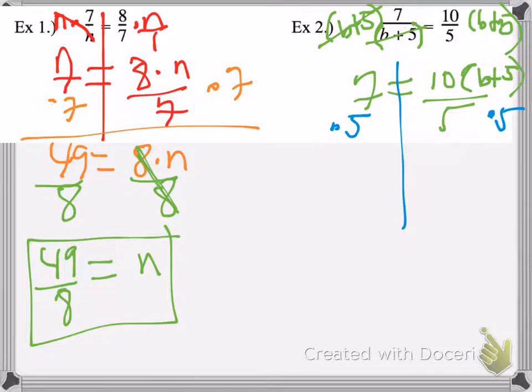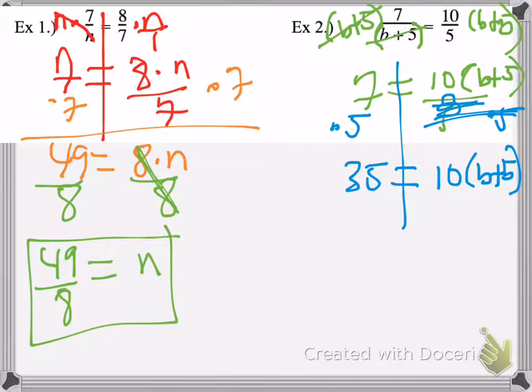The divided by 5 and the times 5 cancel each other out. 7 times 5 is 35. So 10 times b plus 5, and now we can actually solve this like we're used to solving it.